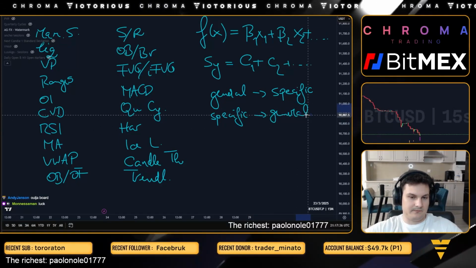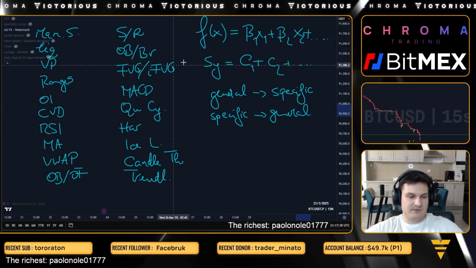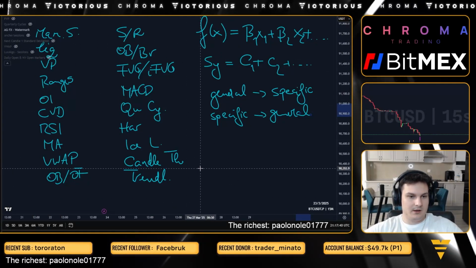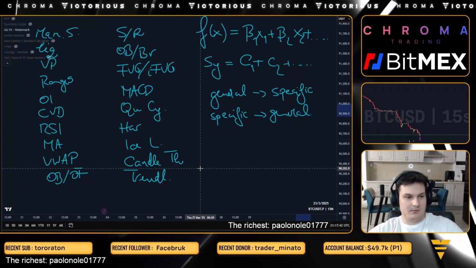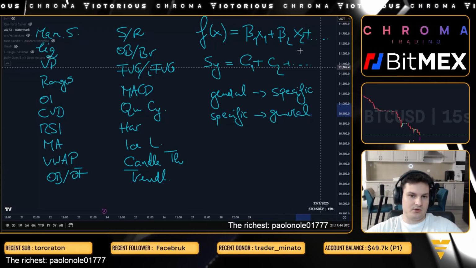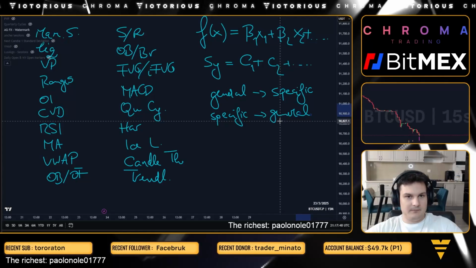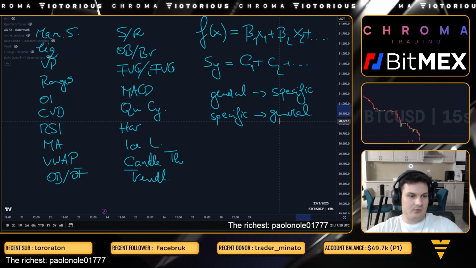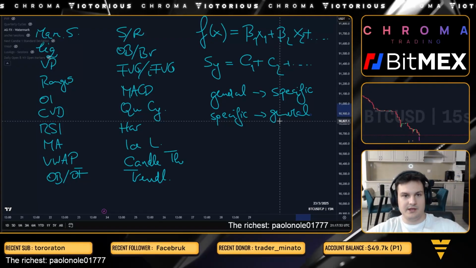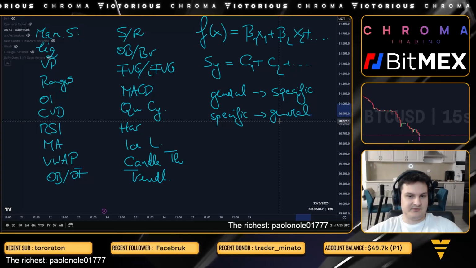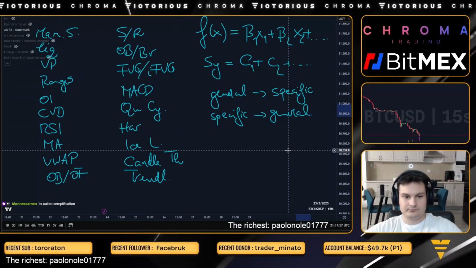What do these mean? General to specific means that you start out with many and you start reducing them until you are left with few that work well together. Specific to general means you start out with few, one or two, and then you keep adding things until you are satisfied with the result.